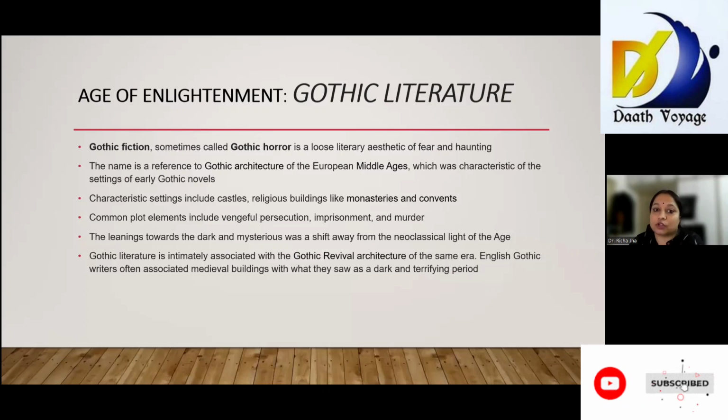So Gothic fiction, which is also known as Gothic horror, is a loose literary aesthetic of fear and haunting. The name is a reference to Gothic architecture of the European Middle Ages, which was the characteristic setting of the early Gothic novels. The first work to call itself Gothic was Horace Walpole's 1764 novel, The Castle of Otranto, later subtitled A Gothic Story. Subsequent 18th century contributors included Clara Reeve, Anne Radcliffe, William Thomas Beckford, and Matthew Lewis.